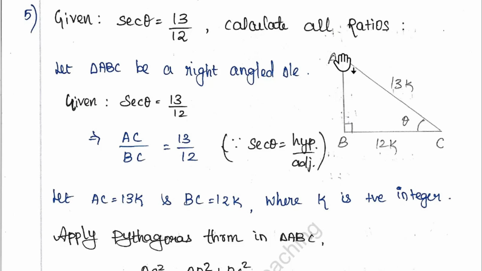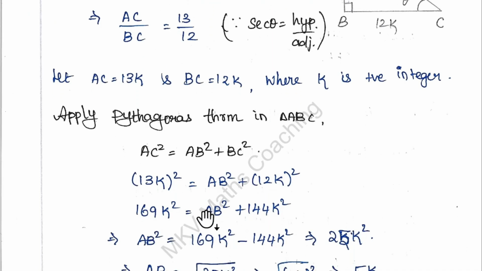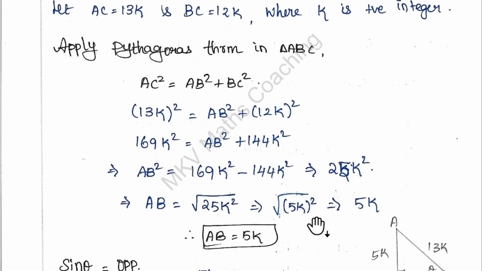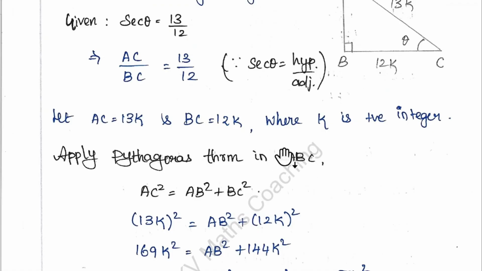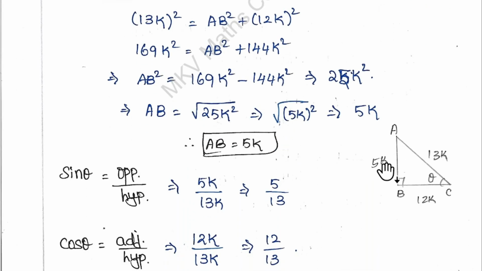Use the Pythagoras theorem. AC square is equal to AB square plus BC square. Just substitute the values. If you solve, you will be getting 25k square is AB square. So AB will be, if you take the square root out of it, 5k the whole square, right? Square and root will get cancelled. So 5k is the answer. AB is 5k. So you got all three sides value, right? You need to find out the other ratios. That is, you got 5k as AB, 12k as BC, and 13k as AC.